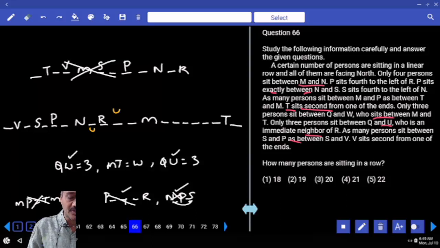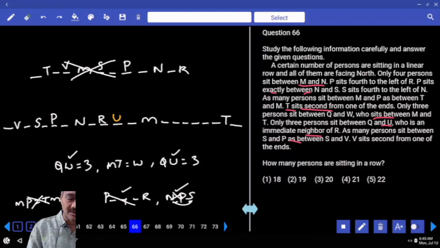Now, between U and Q there must be exactly 3 persons. 1, 2, 3. And if Q is here, then 1, 2, 3, W must be here. Is it possible? No. Which implies that Q cannot be to the left hand side of R. As U cannot be to the left hand side of R, hence U must be to the right hand side of R. Now Q is to the right hand side of R, there are three persons between U and Q. And Q can be at the left hand side or right hand side.